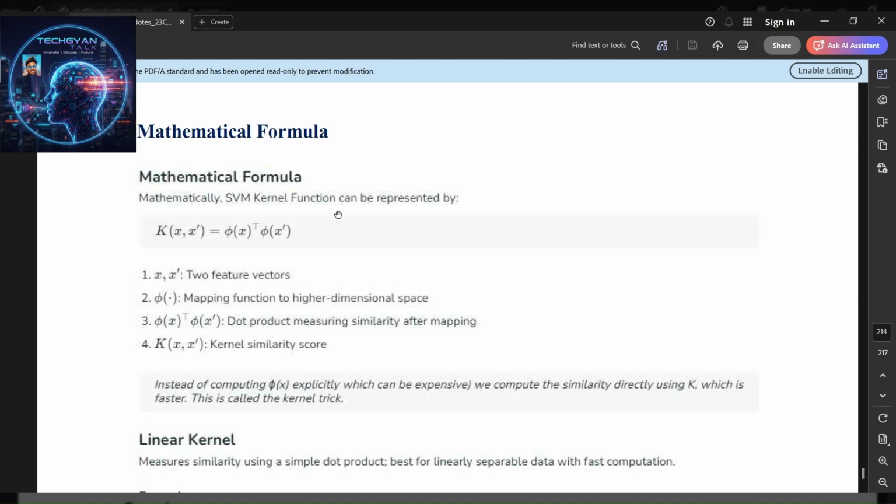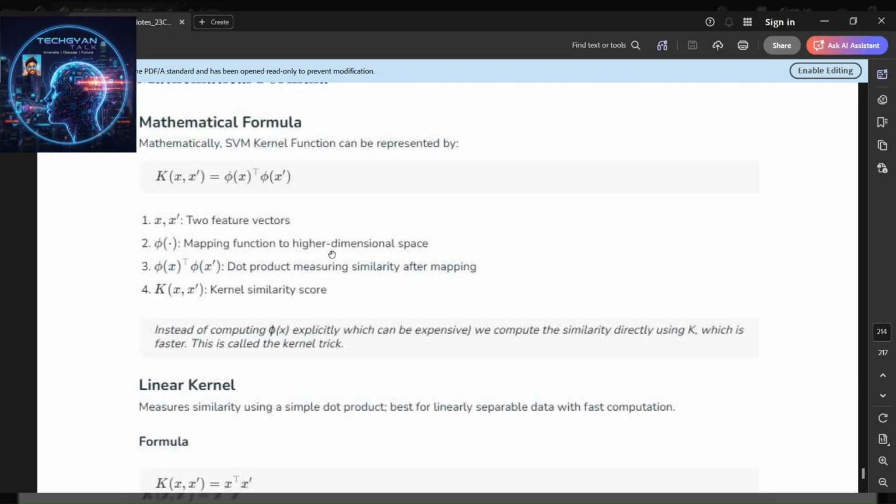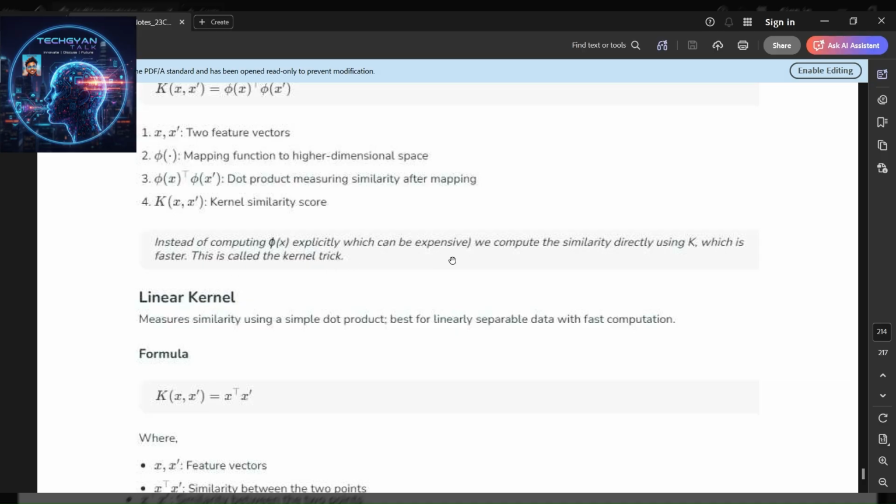Mathematically, the SVM kernel function can be represented by k(x, x') = θ(x)ᵀ θ(x'), where x and x' are two feature vectors, θ is the mapping function to higher dimensional space, and θ(x)ᵀ θ(x') is the dot product measuring similarity after mapping. So k(x, x') is the kernel similarity score. Instead of computing θ(x) explicitly, which can be expensive, we can compute the similarity directly using k, which is faster. This is called the kernel trick.